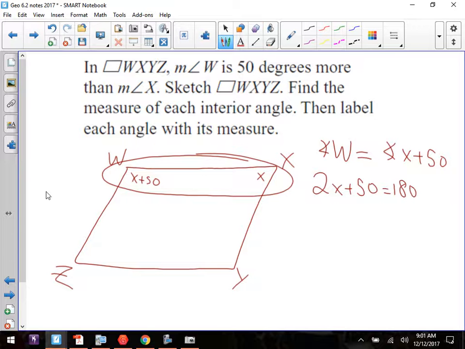What we're doing here is we know that angle W plus angle X has to add up to equal 180 because they're next to each other. They're consecutive. Right? So they're supplementary, which means they add to 180. Well, angle W, I don't know what it is, but I know that it's 50 more than X. So if I subtract 50 from 180, where you just said it, what was it?